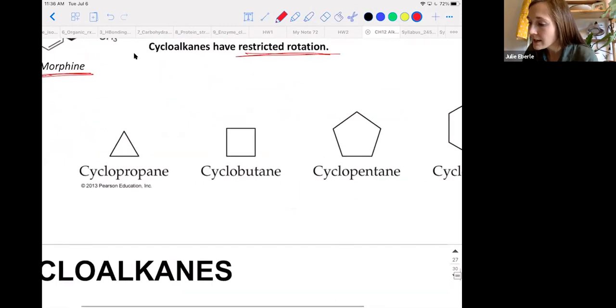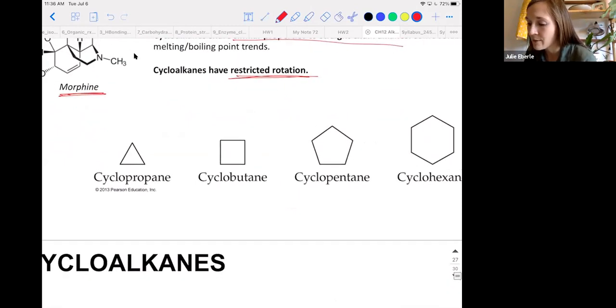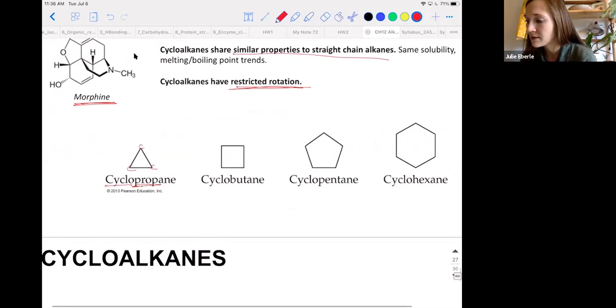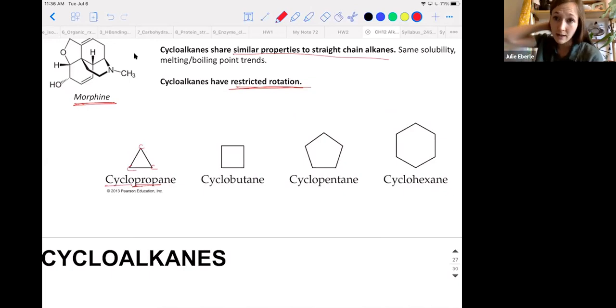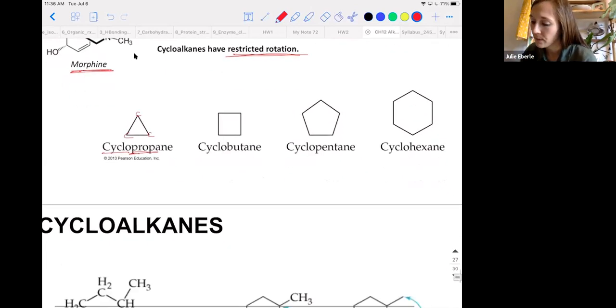So here's some of the ways you can look at how the naming goes. If you have 3 carbons, you know the root word is propane. We call it cyclopropane, okay? If you have a 4-carbon ring, we call that cyclobutane. 5-carbon, cyclopentane. 6-carbon, cyclohexane, so on and so forth. You just add the word cyclo to the front of it.